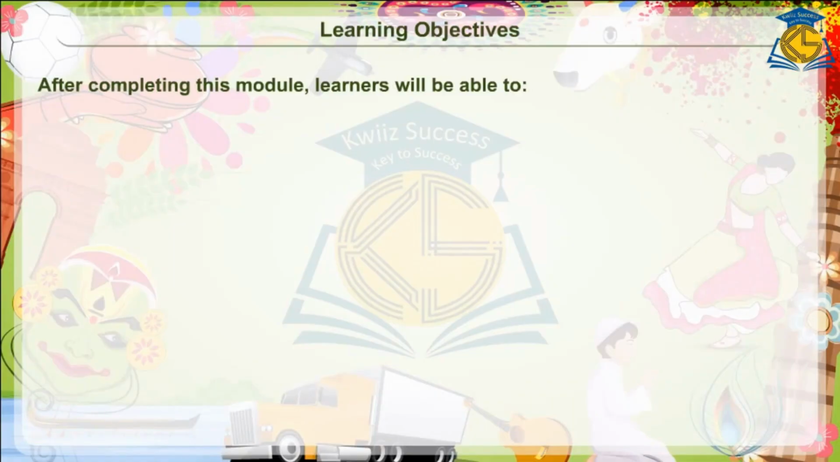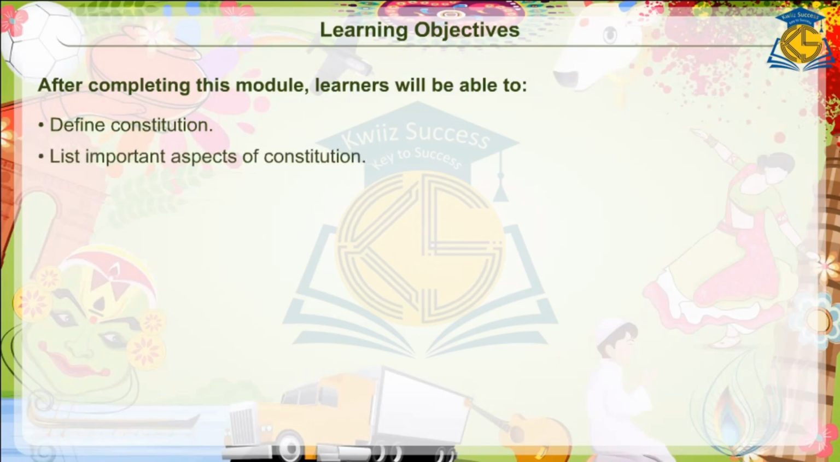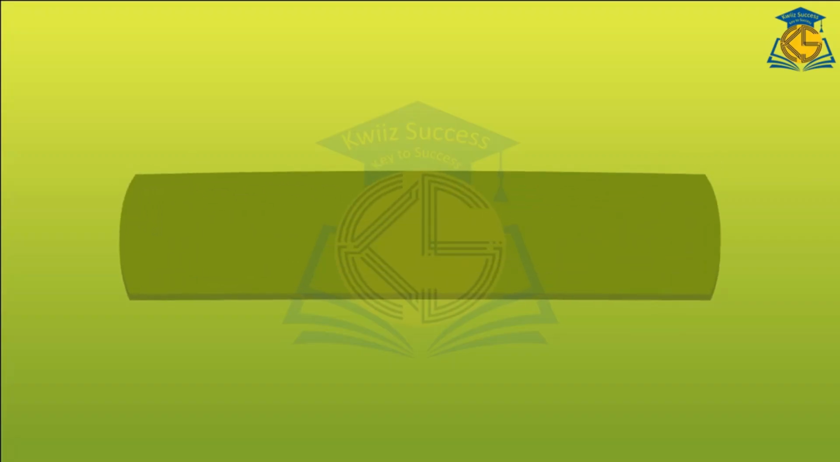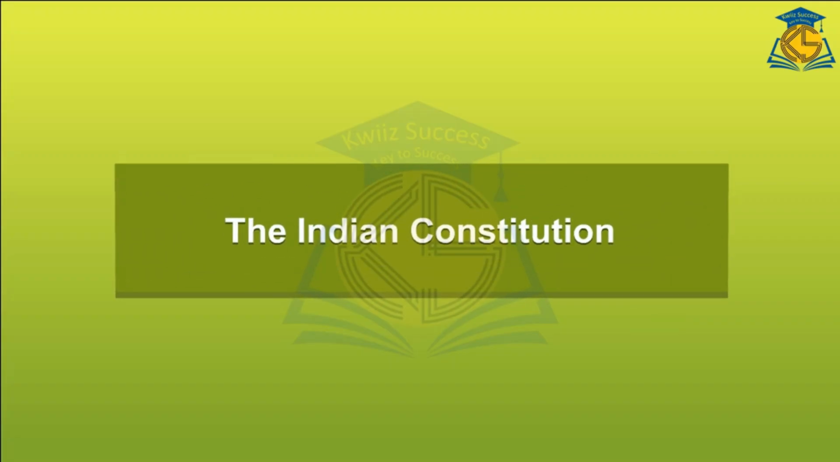Learning Objectives. After completing this module, learners will be able to define Constitution, list important aspects of Constitution, define secularism, define separation of power, list various fundamental rights, define federalism. The Indian Constitution.